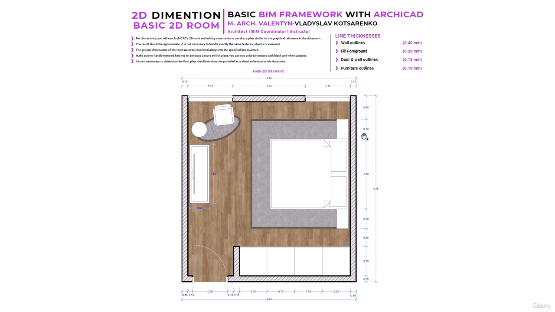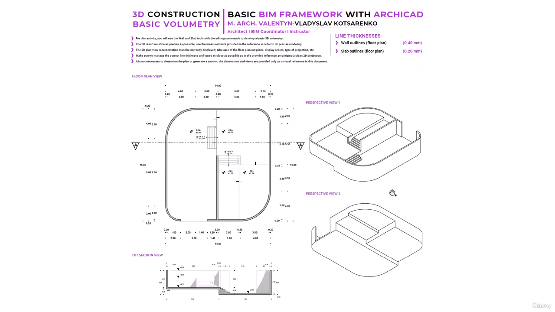Once you have a clear understanding of how to work within the 2D space, now we're going to jump into the 3D construction. First, we're going to start with something basic, just constructing a 3D volumetry, understanding how you can work with the different levels, how you can manage walls and slabs, because these are pretty much the same concepts we're going to use for the rest of the course.